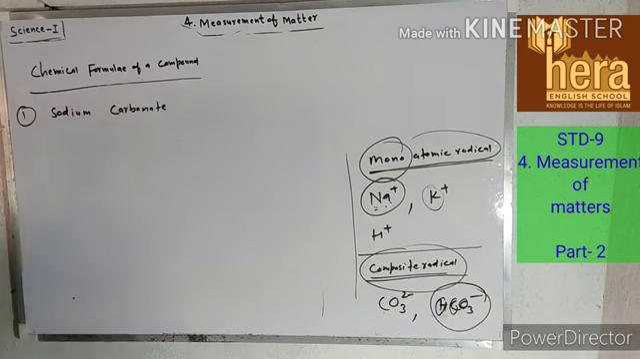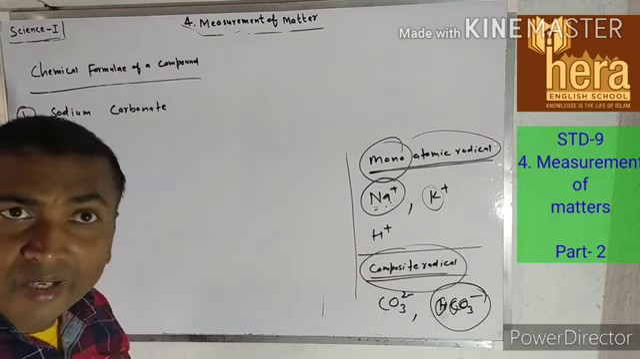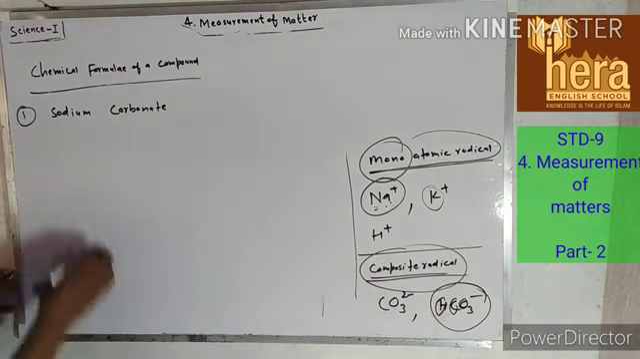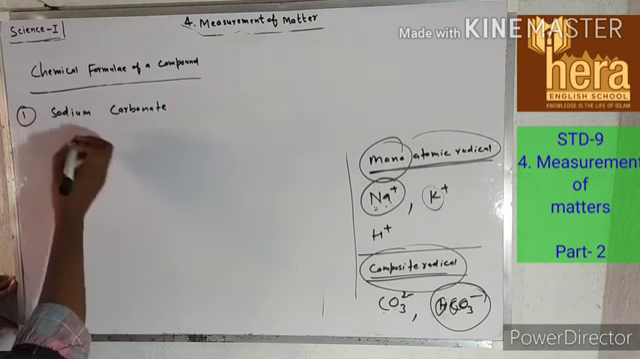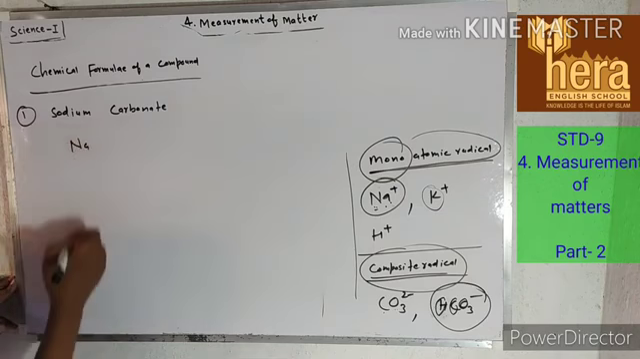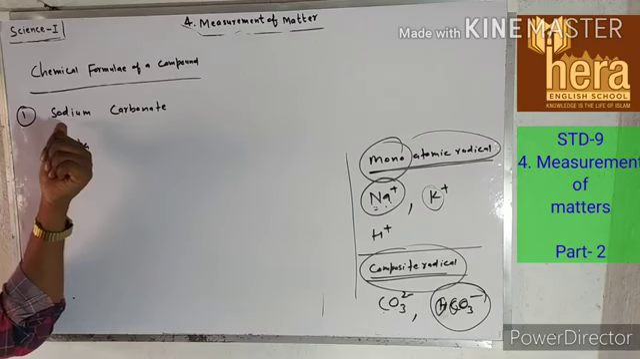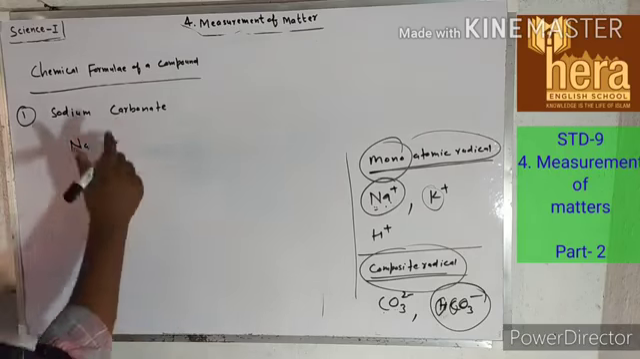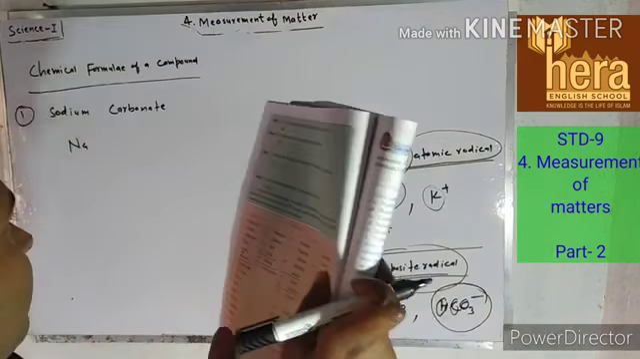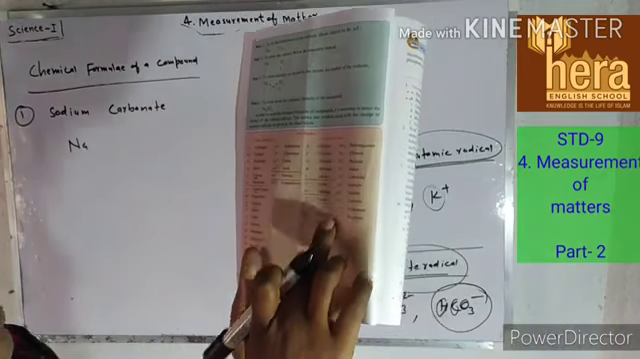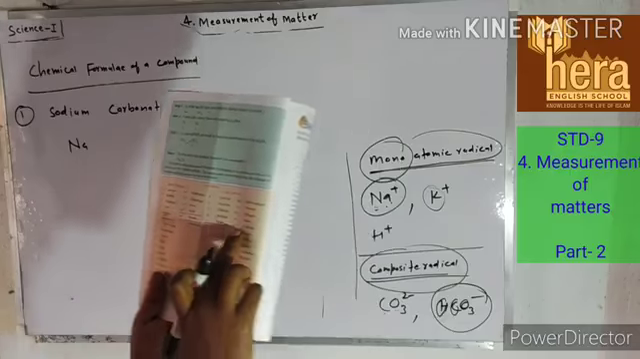It is easy to write in the English language, sodium carbonate. But in chemistry language, how will you write it? So what do you have to do? The symbol of sodium is Na, and the symbol of carbonate is, on page number 56, carbonate CO3 2 minus.